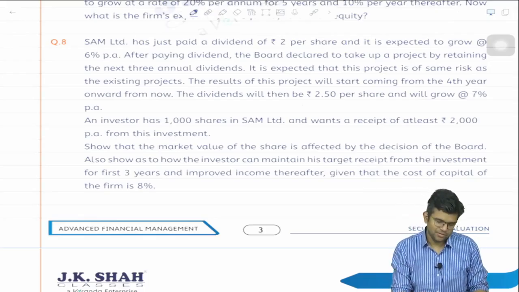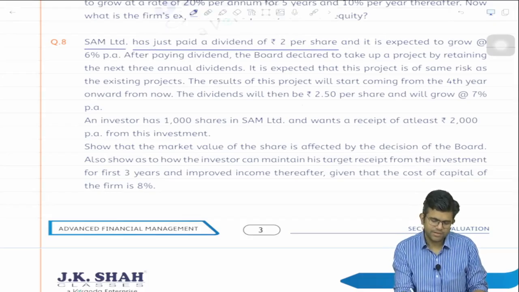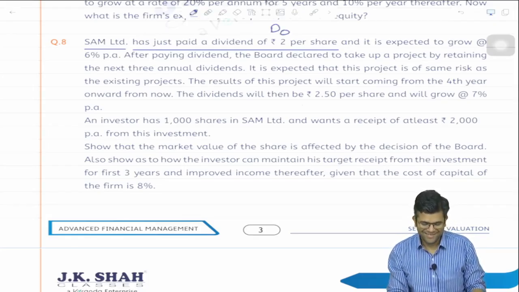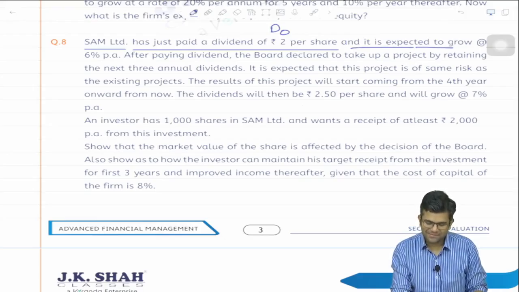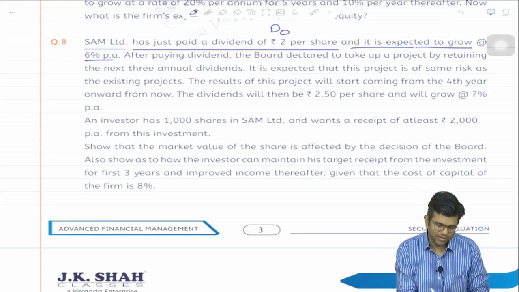Okay, so what is Mr. Sam saying? Not Mr. Sam, there is a Sam Limited that has just paid a dividend of 2 rupees per share. Just paid, already paid. This is D0. Everybody clear? This is D0 and is expected to grow at the rate 6% per annum. Okay, G.